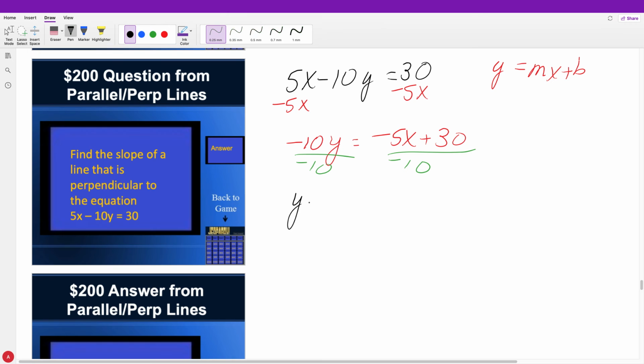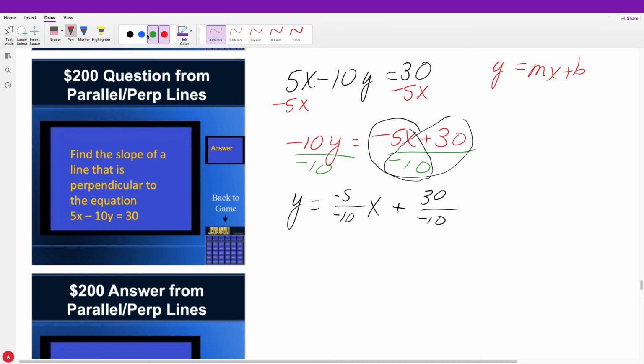So now I get y is equal to, remember, it creates two fractions. So we have negative 5 over negative 10x, and then we have plus 30 over negative 10. Now we're going to reduce and simplify. Negative 5 over negative 10 is positive 1/2, so 1/2 x. And then 30 over negative 10 is negative 3, so we would just say it's minus 3. Do not write plus minus, because we can simplify that to just a minus. So here's this equation rewritten in slope-intercept form so we can easily identify what our slope is.